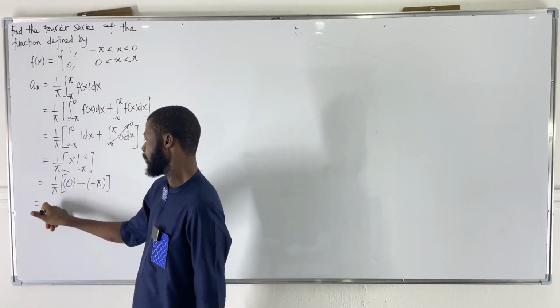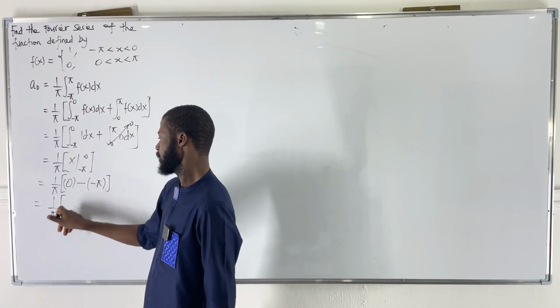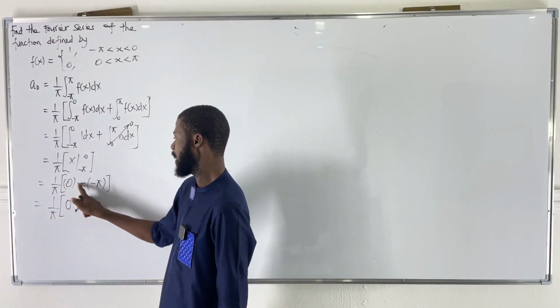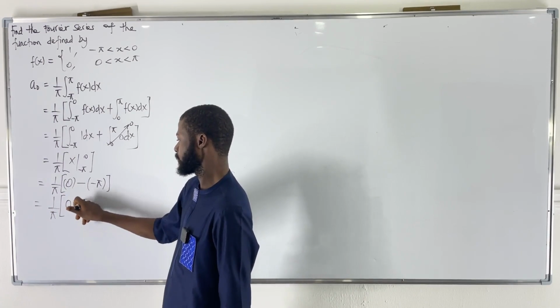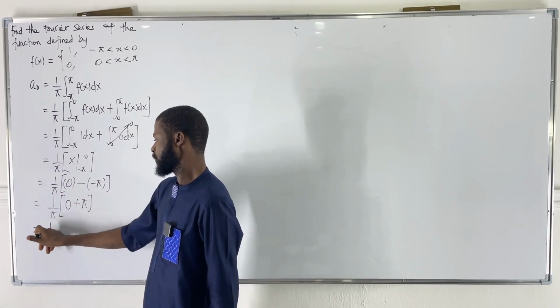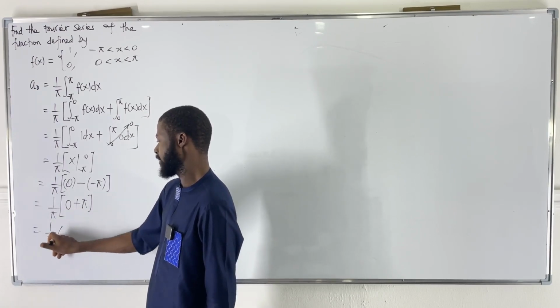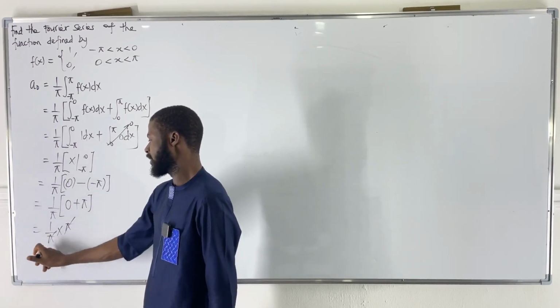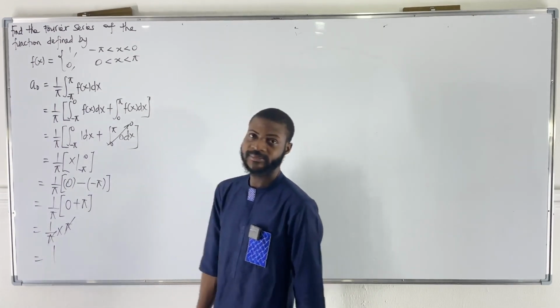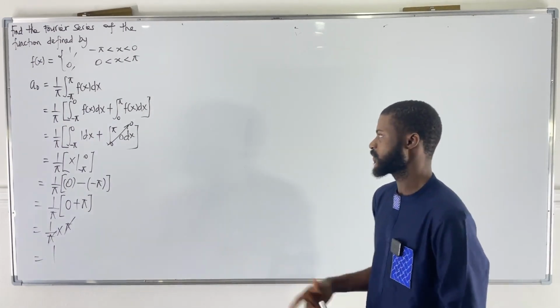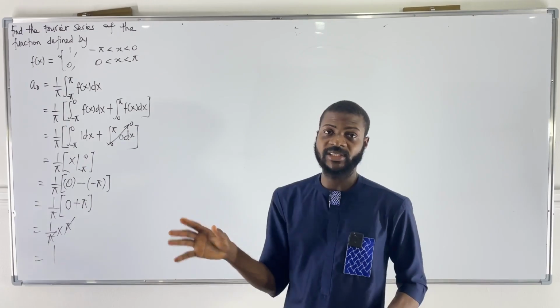So this will become 1 over pi. Then we have 0 minus minus to give us plus. So this is 1 over pi, 0 plus pi is pi. So you say times pi. Now pi will cancel out pi, so this will give you 1. So that's just 1. So that's for the zeroth coefficient a naught.